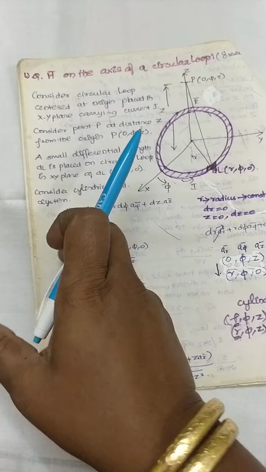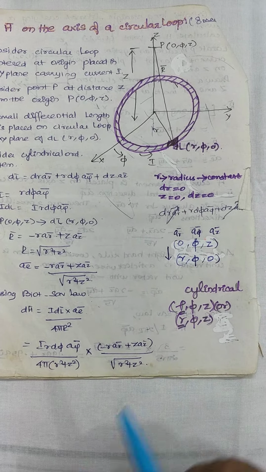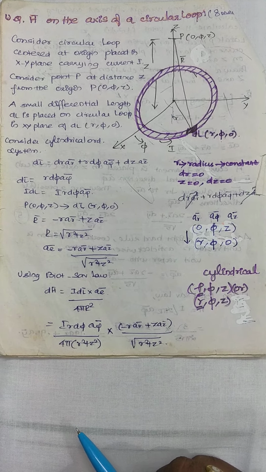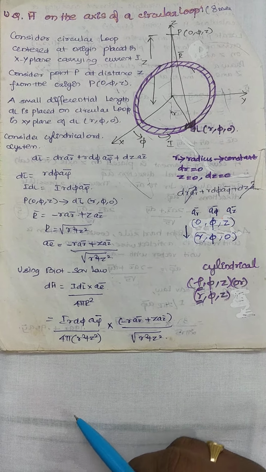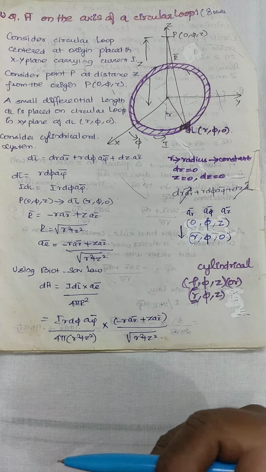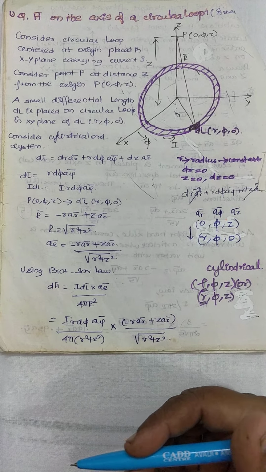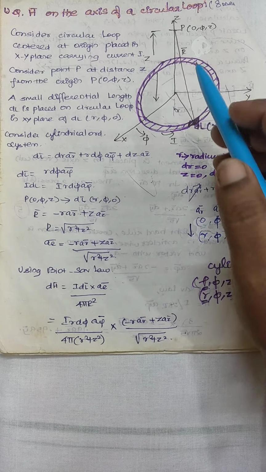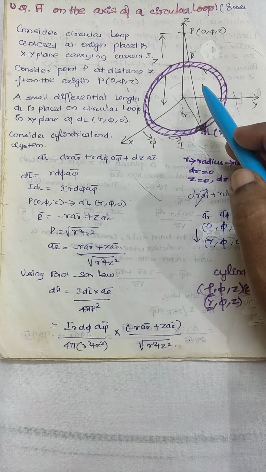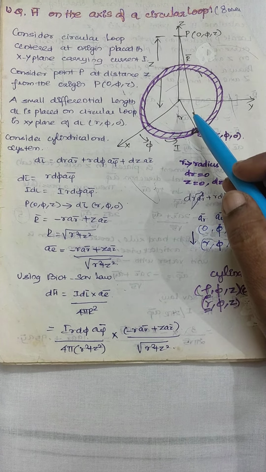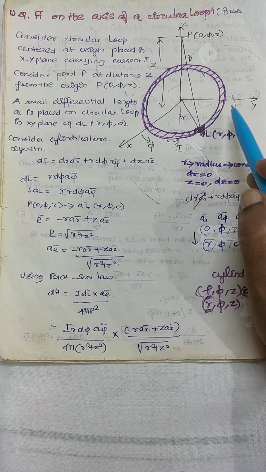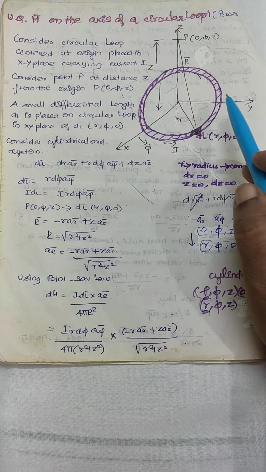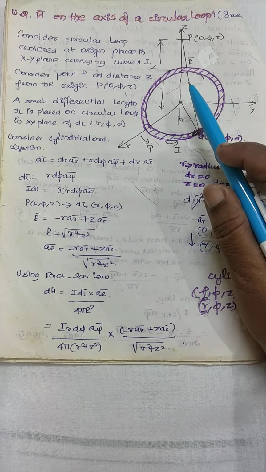Now, we will learn the repeated university question of this analysis: magnetic field intensity on the axis of a circular loop. What we have learnt in electric field intensity, parallelly we are going to learn in the magnetic field intensity analysis. Now, I am considering a circular loop, centered at the origin. It is placed in the XOY plane. It is carrying a current I.